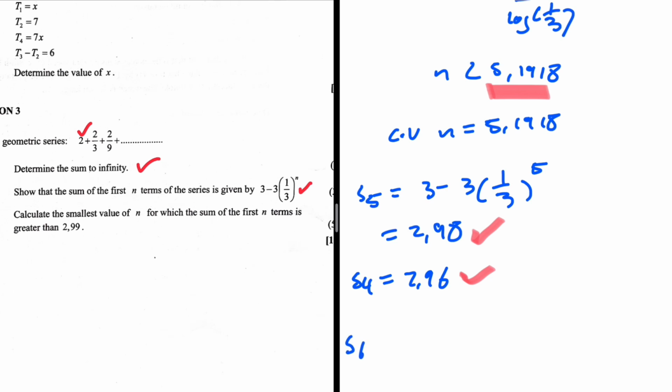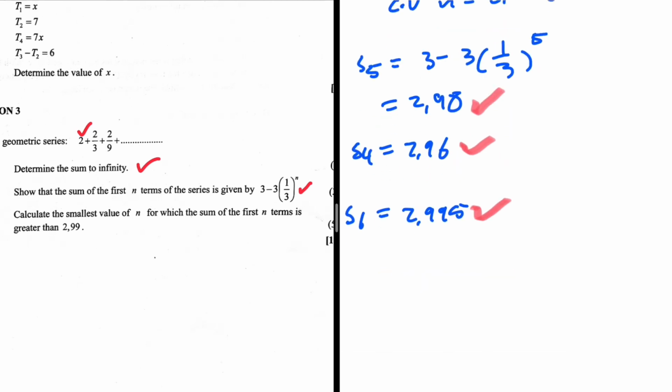Okay, let's try n being equal to 6. I just want to check here. Replace 4 with 6. I'm getting 2.995, of which 2.995 is clearly greater than 2.99, right? So the question is saying, calculate the smallest value of n for which the sum of the first n terms is greater than 2.99. So the smallest value of n is 6, right?